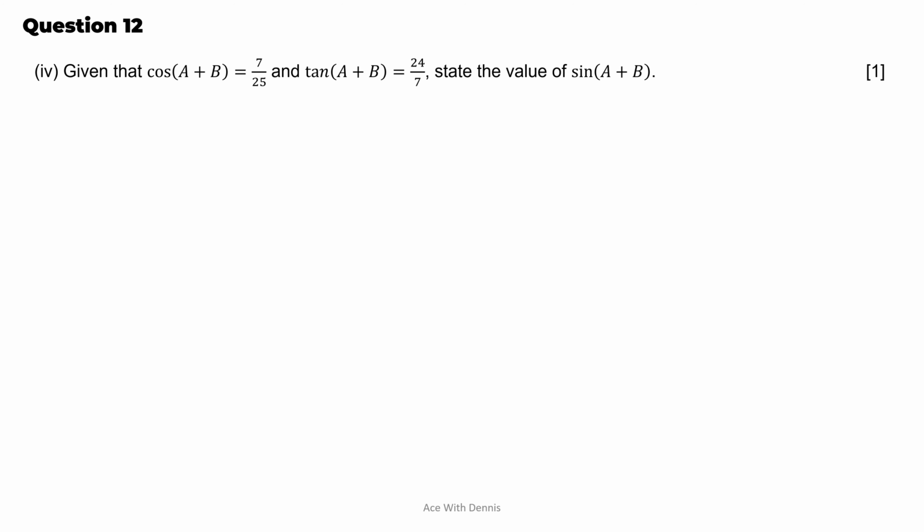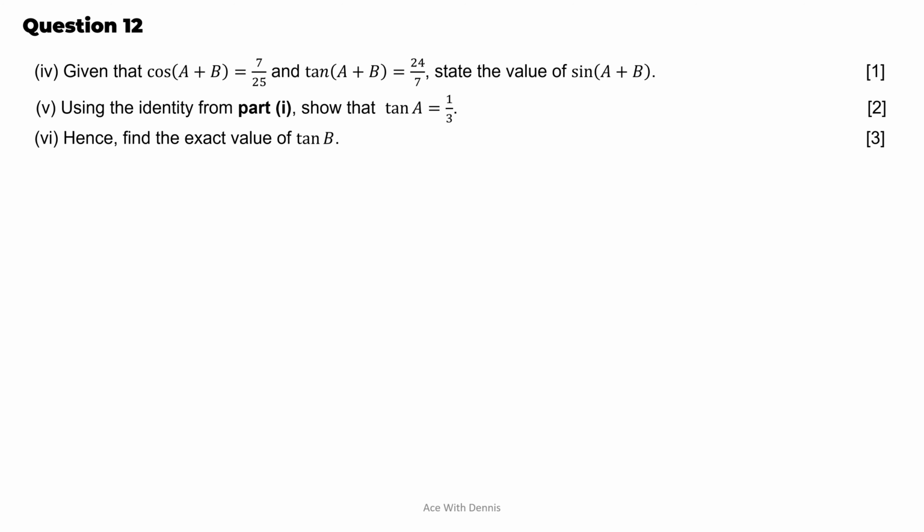Part 4. Given that cosine (A plus B) equals 7 over 25 and tangent (A plus B) equals 24 over 7, state the value of sine (A plus B). 1 mark. Part 5. Using the identity from Part 1, show that tangent A equals 1 over 3. 2 marks. Part 6. Hence, find the exact value of tangent B. 3 marks.